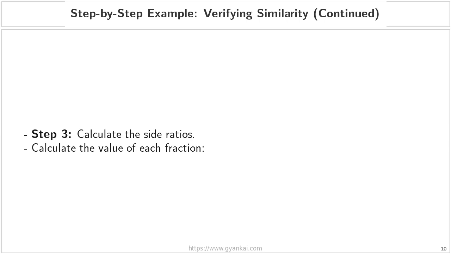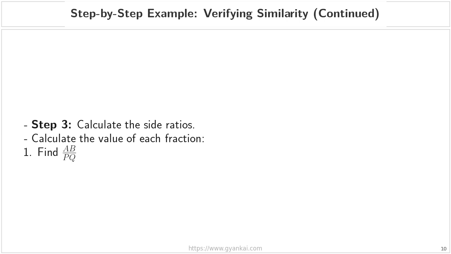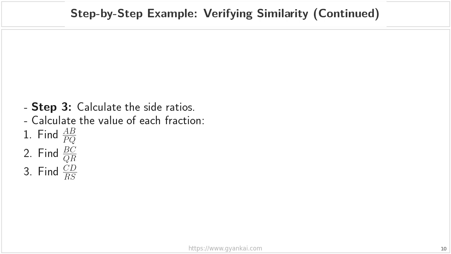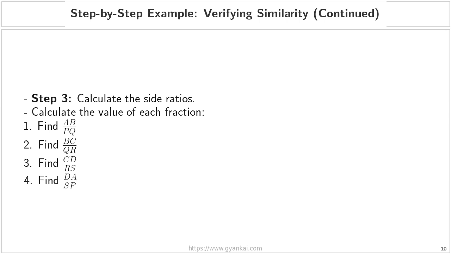Specifically, you will perform 4 separate calculations. First, find the ratio of side AB to side PQ. Second, find the ratio of side BC to side QR. Third, find the ratio of side CD to side RS. And finally, find the ratio of side DA to side SP. As you perform these divisions, keep a close eye on your results. In the next slide, we will see how these individual values lead us to our final conclusion regarding whether or not these two shapes are truly similar.